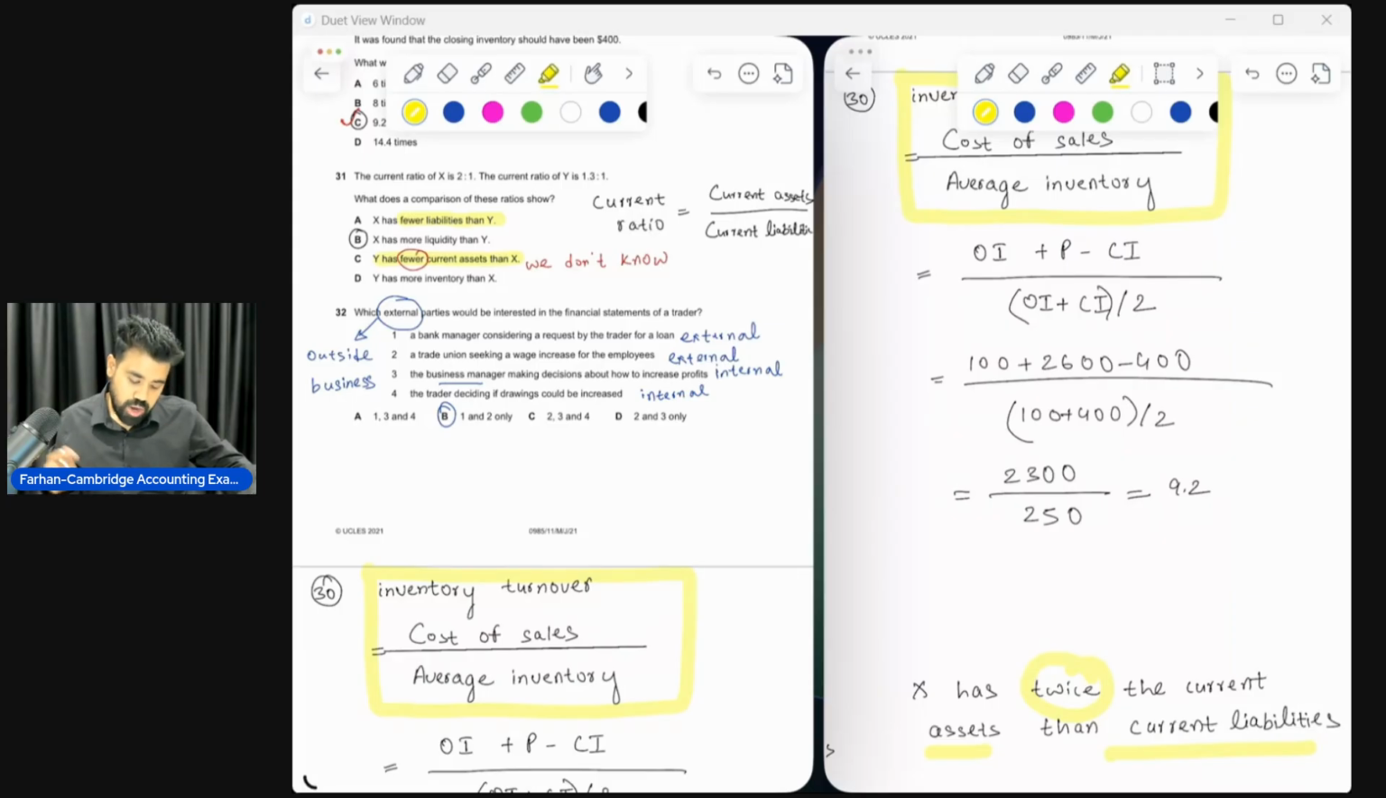Statement 2, a trade union seeking a wage increase for the employees. The trade union is also external to the business. Statement 3, the business manager making decisions about how to increase profits. The business manager is employed by the business, therefore he works in the business, so he's an internal party. What about number 4? The trader deciding if drawings could be increased. The trader is obviously the person who owns the business, right? So the external parties are statements 1 and 2, which is option B. Very easy, this one.